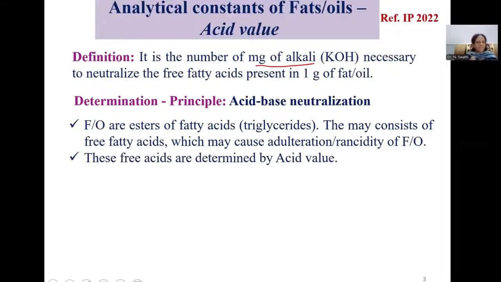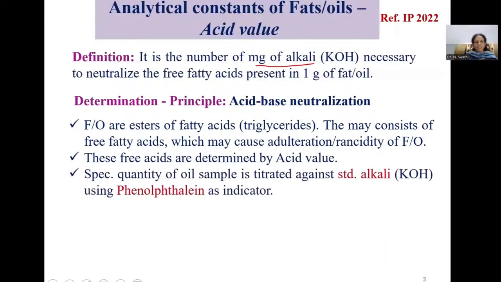So by determining this acid value, we can identify how much free acid is left over in the fat or oil as an impurity, because it is ultimately responsible for the rancidity or adulteration of the sample. In that way, we can identify the purity or quality of the given sample.